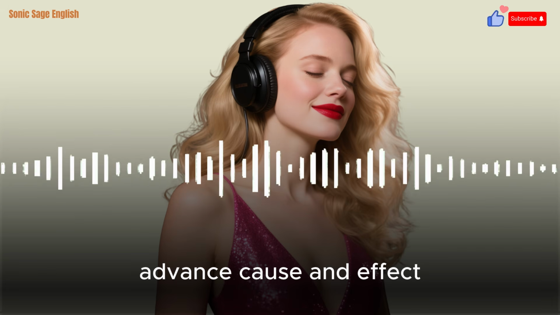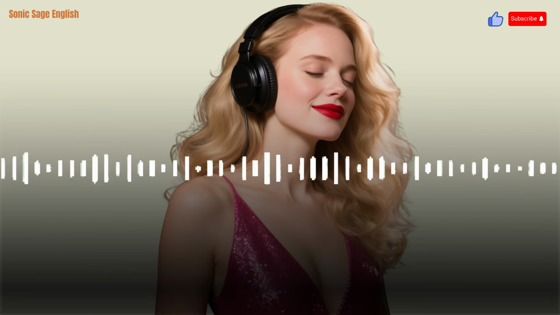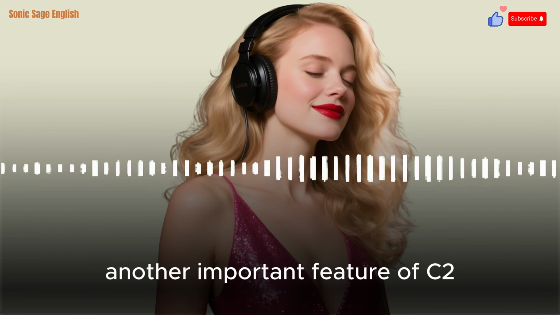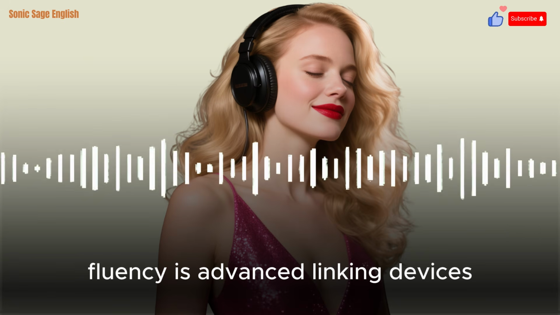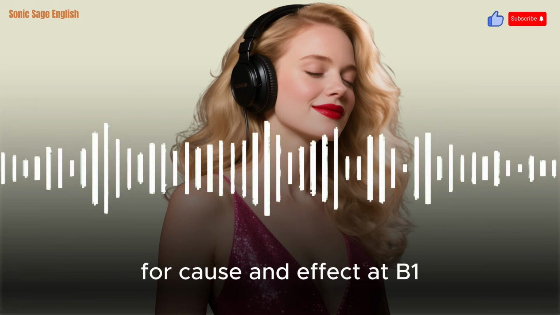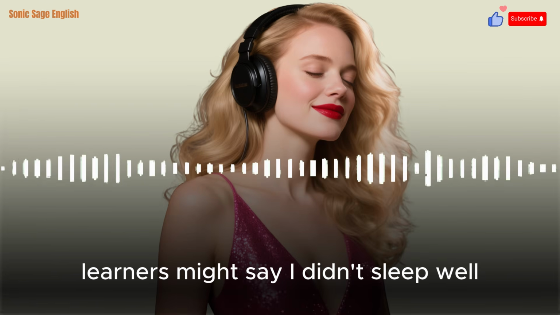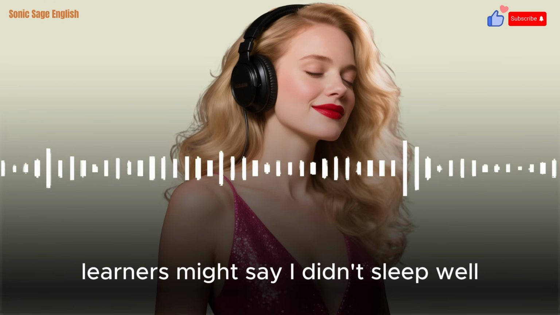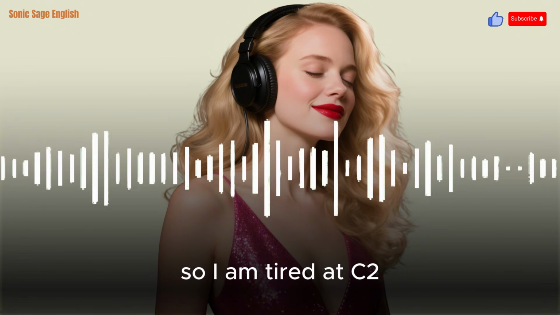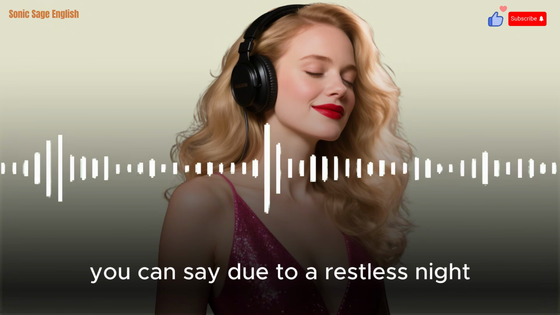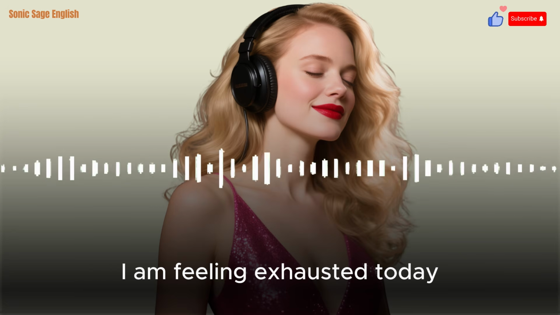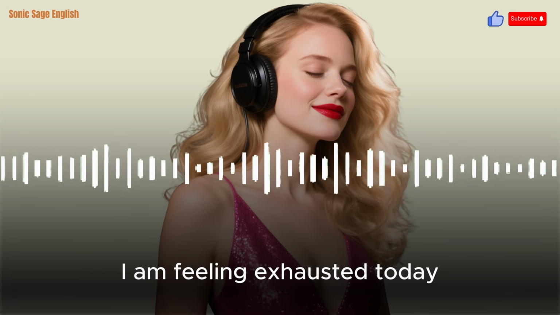Advanced cause and effect. Another important feature of C2 fluency is advanced linking devices for cause and effect. At B1, learners might say, "I didn't sleep well, so I am tired." At C2, you can say, "Due to a restless night, I am feeling exhausted today."